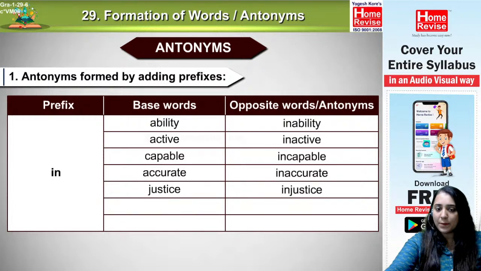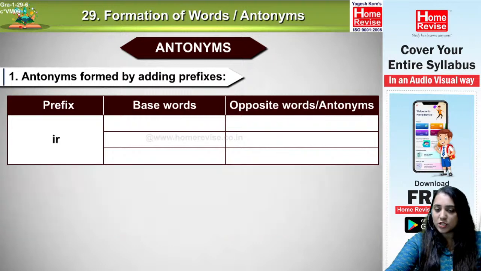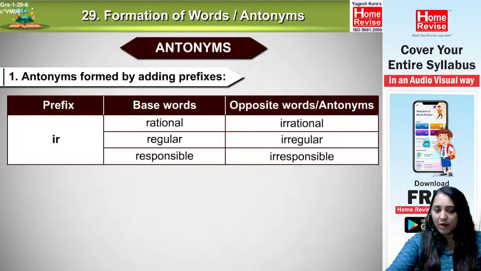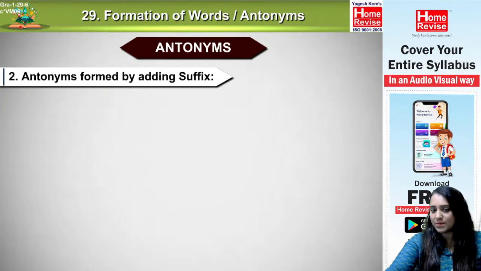Ability, inability; active, inactive; capable, incapable; accurate, inaccurate; justice, injustice; valid, invalid; visible, invisible. Now ir: rational, irrational; regular, irregular; responsible, irresponsible. Now, antonyms formed by adding a suffix.